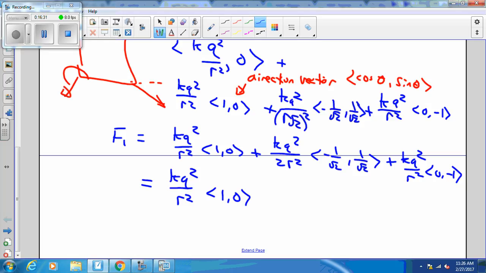Okay, now here's where we get to be smart. This is the payoff. Does everybody notice that we have the KQ squared and the R squared as common factors of every single term? Factor them out. So, KQ squared over R squared, common factors of every single term. Factor them out. And when we do, we're left with this right here.